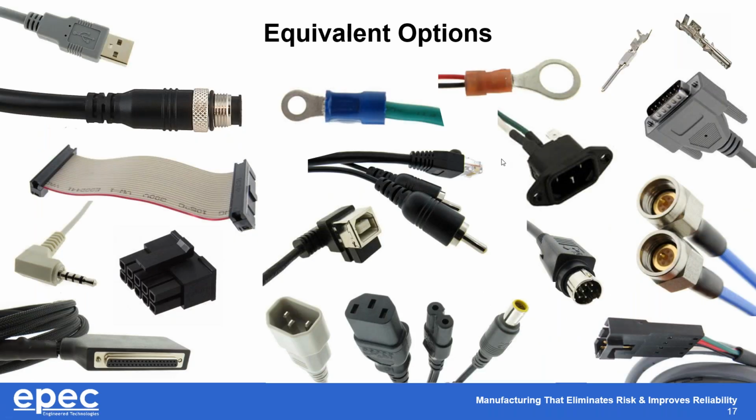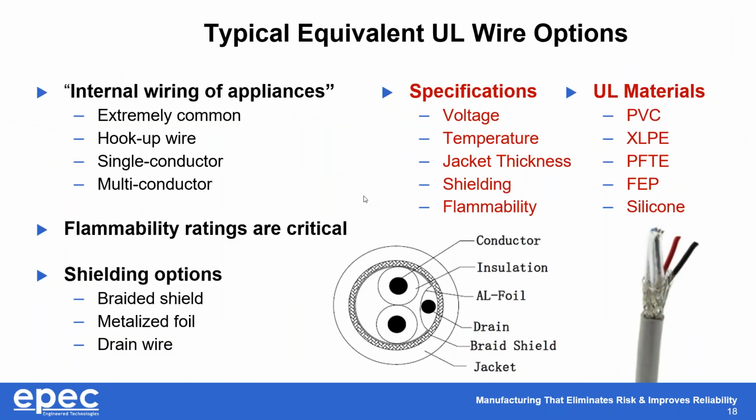For equivalent options, we have a variety of standard household and industrial connectors. These include, as I said before, metric, USB, ribbon cables, to power cables, to PS2 cables, even some standard RF cables like SMAs. So there are thousands of part numbers that we have potential equivalents for. The best thing to do would be to engage with our sales and engineering team to review options and recommendations that we can make.